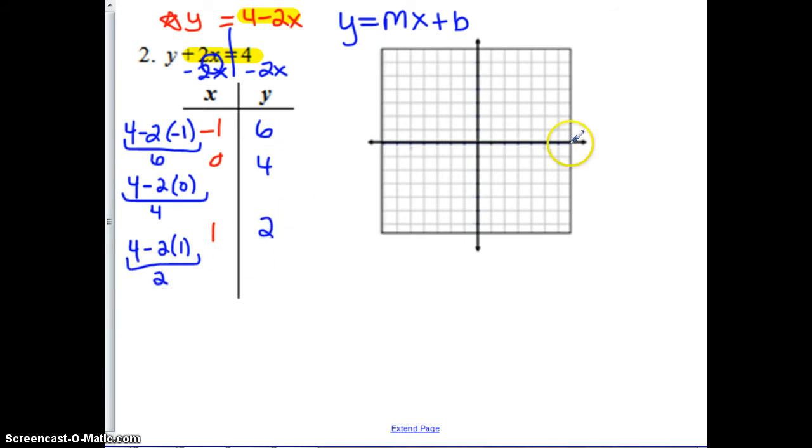You will come over and graph -1 and up 6. 1, 2, 3, 4, 5, 6. 0 and up 1, 2, 3, 4. Over 1 and up 2. And here's our line.